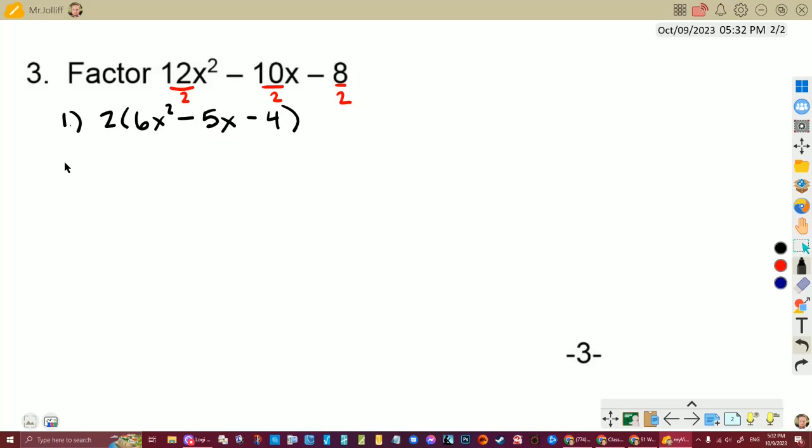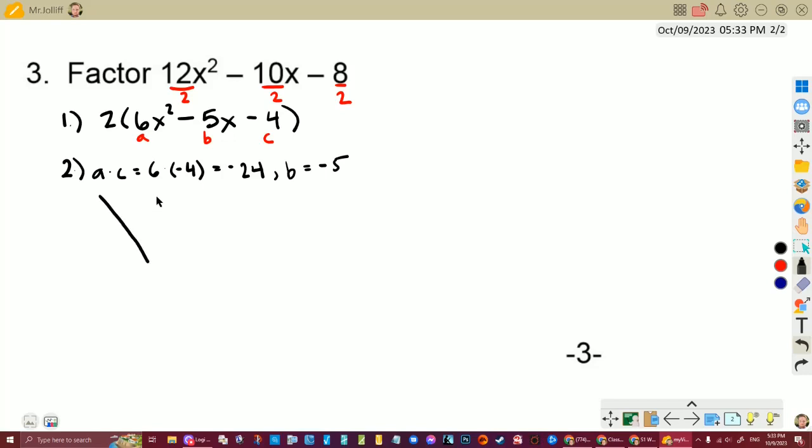Now we can move on to the second step where we start looking at a, b, and c. So a is 6, b is negative 5, and c is negative 4. So a times c is 6 times negative 4, sorry, first and last, which is going to be negative 24. And b is negative 5.